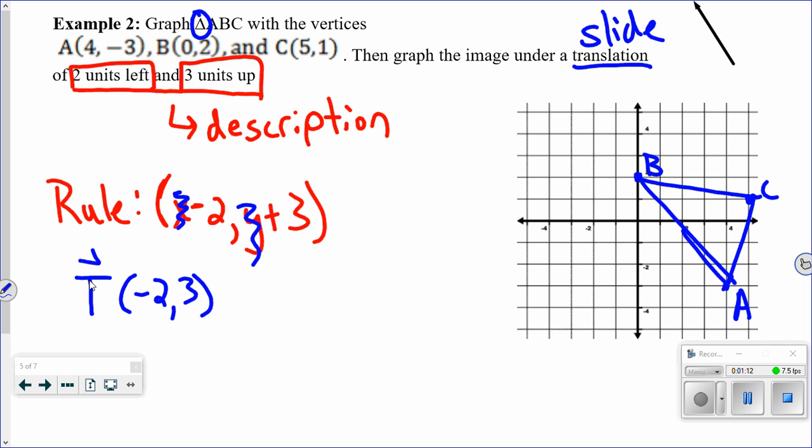So if I give you the description, you should be able to give me the rule and the vector. If I give you the rule, you should be able to give me the description and the vector. And if I give you the vector, you should be able to give me the rule and the description. So if I give you one, you should be able to find the other two. Again, all three of these things mean the same thing.